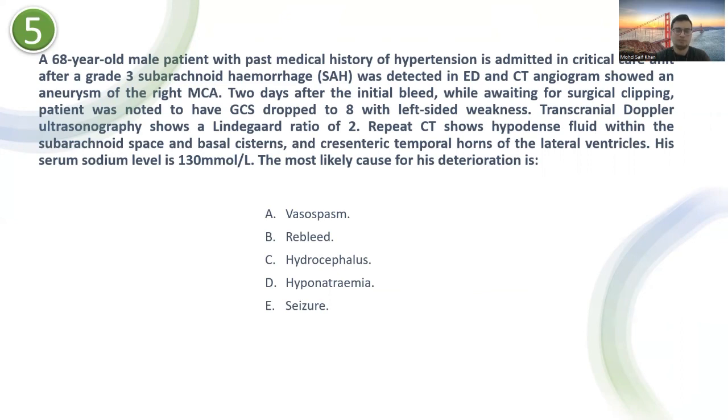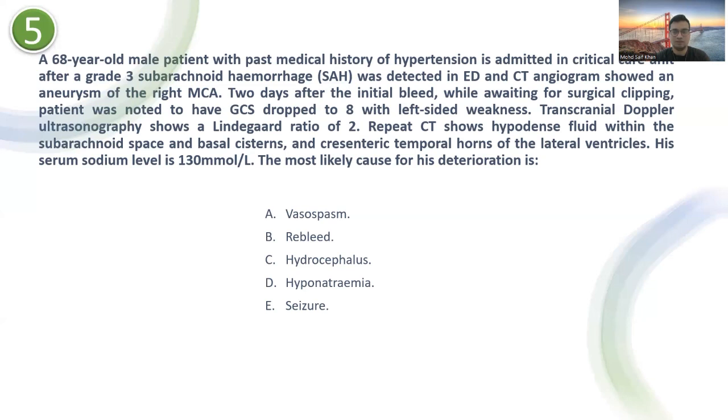Repeat CT shows hypodense fluid within the subarachnoid space and basal cisterns and crescentic temporal horns of lateral ventricle. His serum sodium level is 130 millimole per liter. The most likely cause for his deterioration is A. Vasospasm, B. Rebleeding, C. Hydrocephalus, D. Hyponatremia, or E. Seizures.